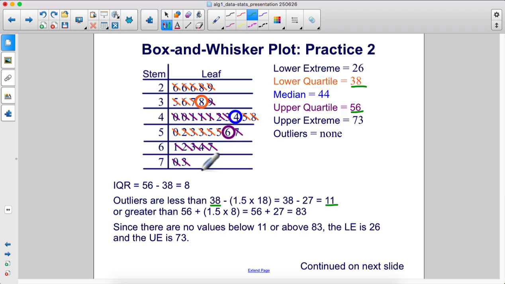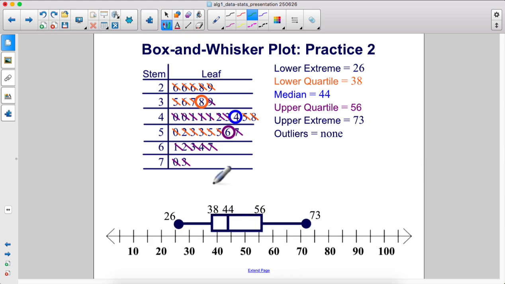And there are no numbers above 83. So therefore, there are no outliers here. Therefore, our lower extreme is just the lowest value, 26. Our upper extreme is the highest value, 73. We draw our box. We have our lower quartile at 38, upper quartile at 56, our median at 44. Draw our box and our whiskers.